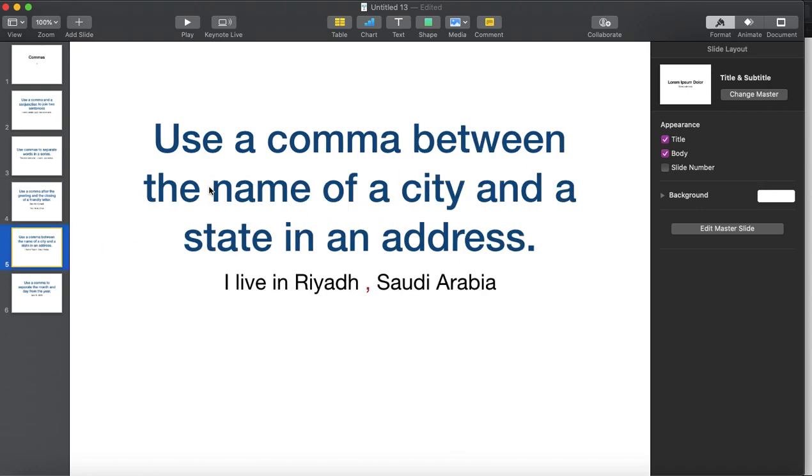We should also use a comma between the name of a city and the state or country in an address. For example, I can say I live in Riyadh, Saudi Arabia. I just cannot say I live in Riyadh Saudi Arabia without putting a comma. No, I have to separate. Riyadh is a city inside a country, sorry. So I should put a comma to understand and to make it more clear, okay? So I live in Riyadh, comma, Saudi Arabia. Because Riyadh is a place inside a country, which is Saudi Arabia, okay?